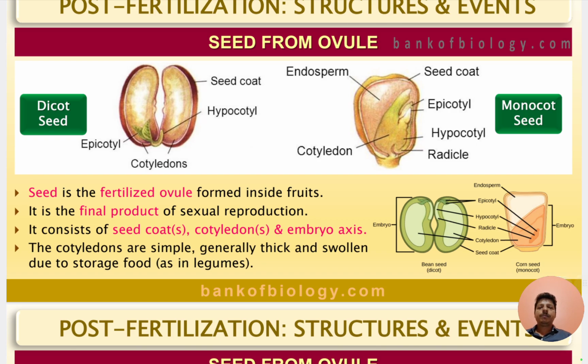Now, seed from ovule. Here you can see, seed is the fertilized ovule formed inside the fruit. It is the final product of sexual reproduction. It consists of seed coat. See the diagram. Seed coat is there, cotyledons are there, and embryonal axis is also here.